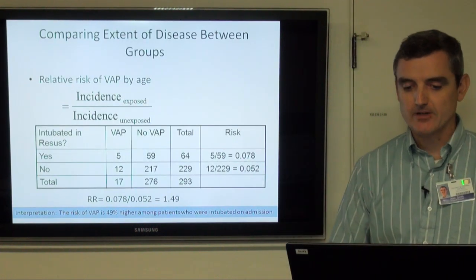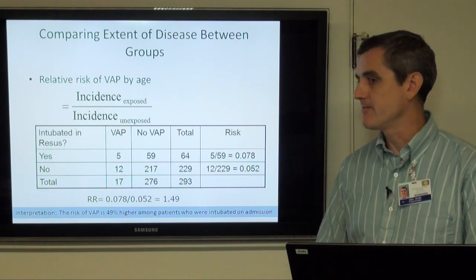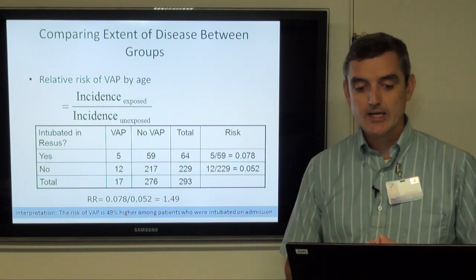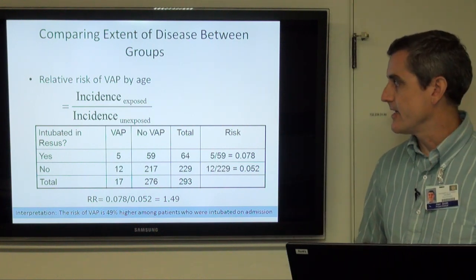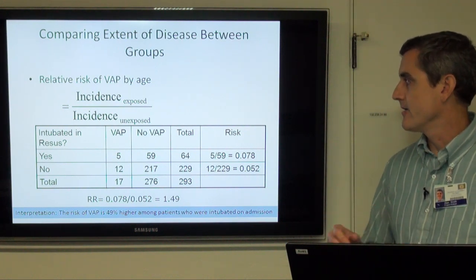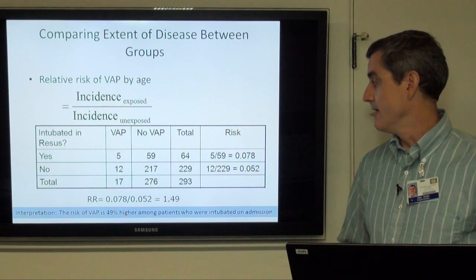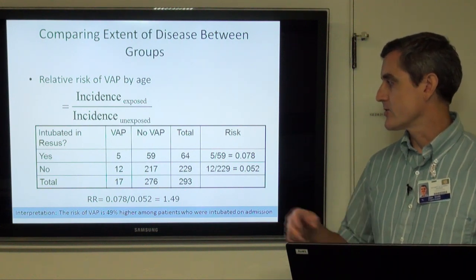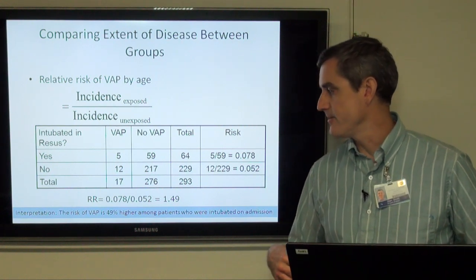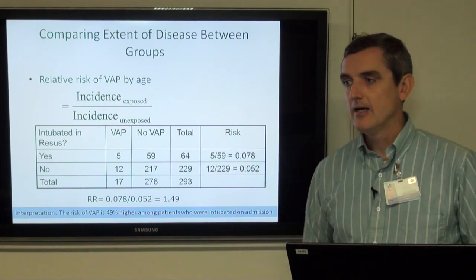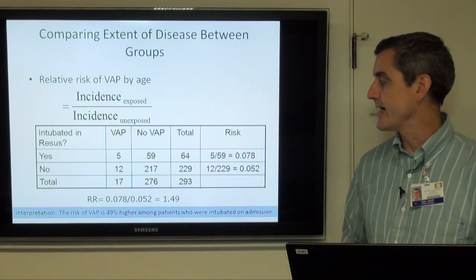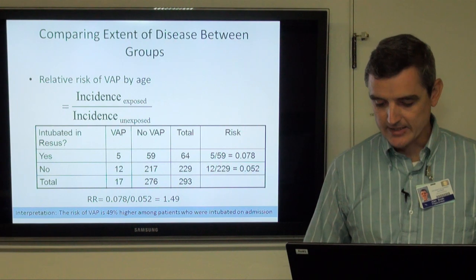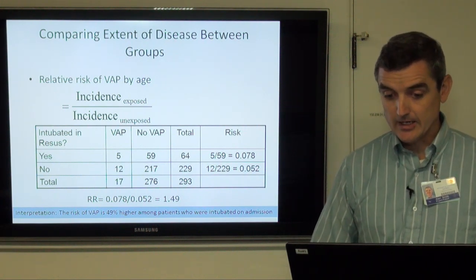Okay, so going back to our example of VAP, and the stratifying by age wasn't particularly exciting, so I looked at whether or not they were intubated when they were admitted, and now we see that those that were intubated in resus had a risk of developing VAP of 7.8%, 5 out of the 64 that actually were intubated in the resus room, compared to 12 out of 229 that were not, 5.2%. The ratio of those two risks is 1.49. So we can interpret that as saying the risk of VAP is 49% higher in those that were intubated on admission. Obviously, there's much more to it than the simple act of intubation. They're probably much more severely injured, and other factors going on.